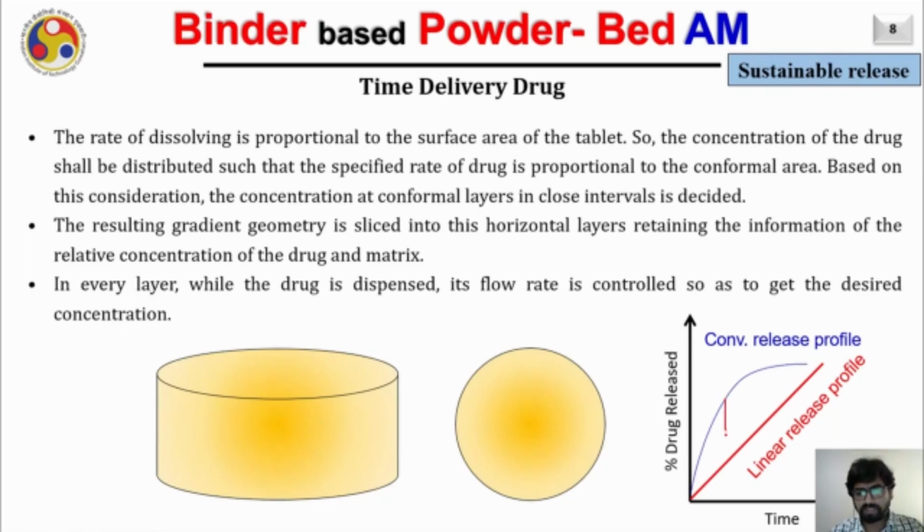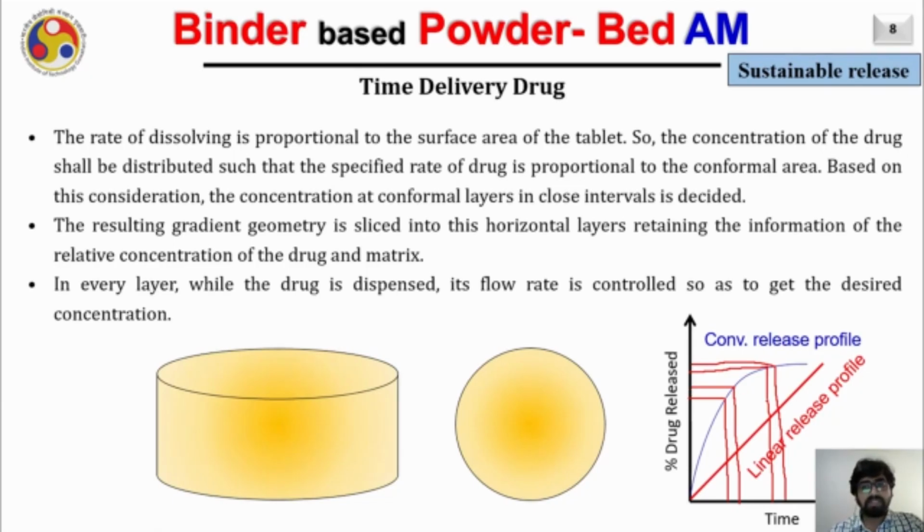If I consider, for example, this amount of delta t at this location, then this is the percentage of drug release at this time period. Let me take another time period when a lot of drug has been dissolved and the surface area of the drug has been reduced a lot. Now in that case you will find that the amount of drug released is very less. As a result, you will not have a constant amount of drug release over a period of time if you are dealing with a conventional drug.